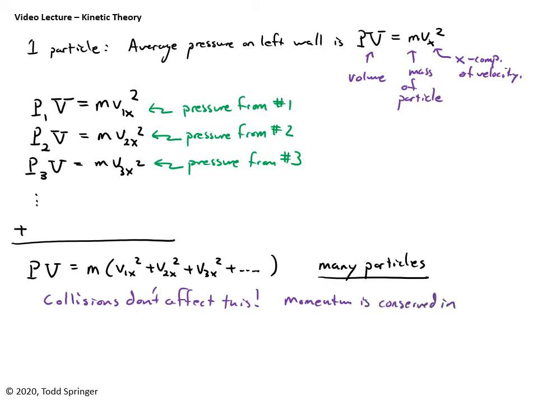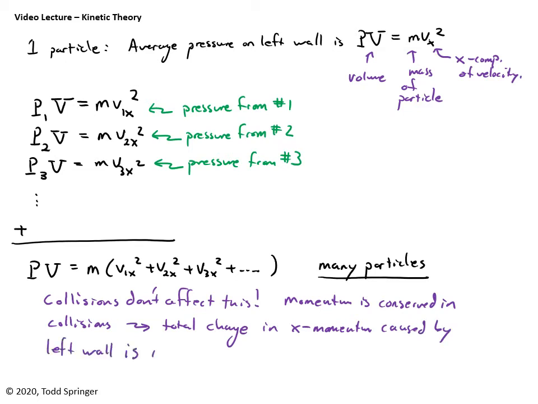So the collisions don't affect this because momentum is conserved in collisions. And so the total change in x momentum caused by, let's say, the left wall is independent of the number of collisions.